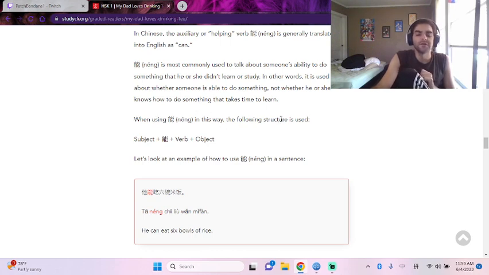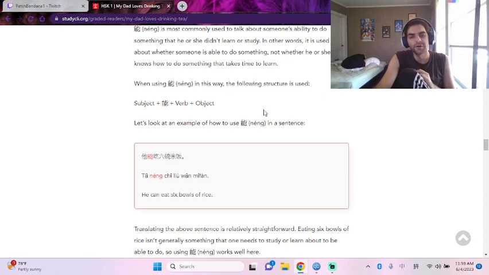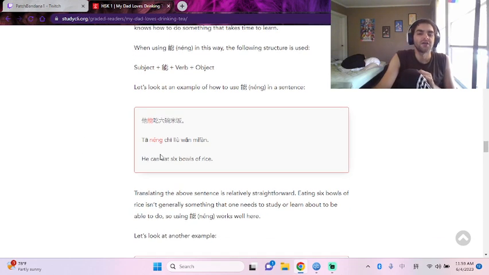When using 能 in this way, the following structure is used. Subject, 能, verb, object. So, 他能吃6碗米饭. He can eat 6 bowls of rice.